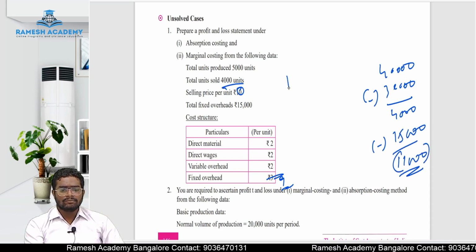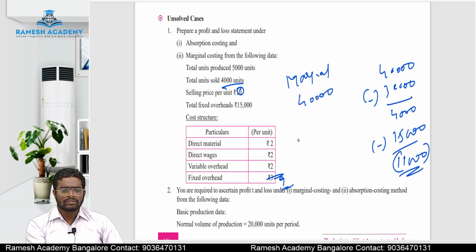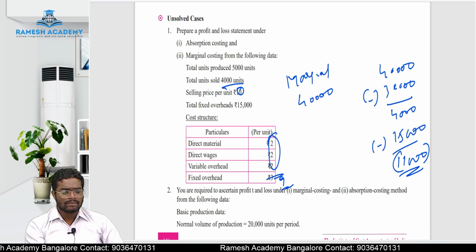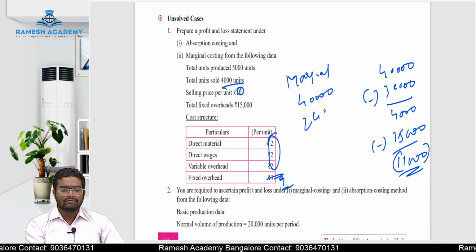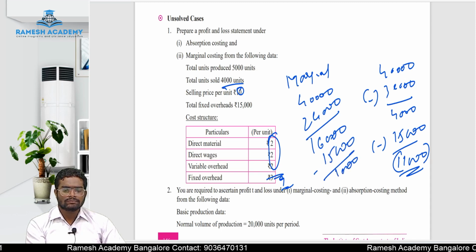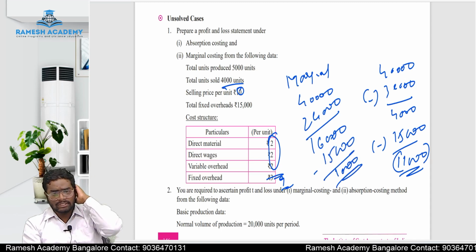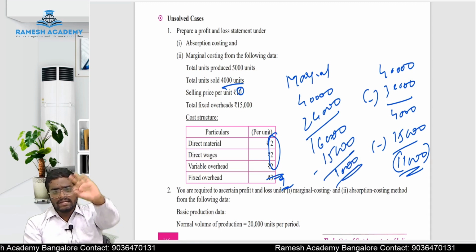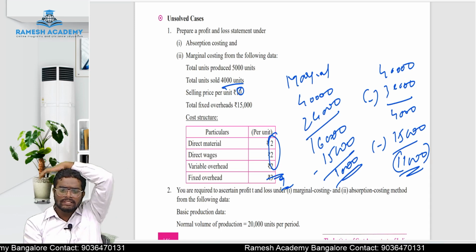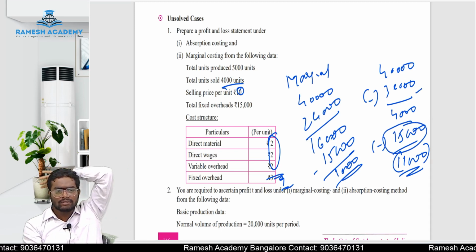But when it comes to marginal, please be careful. It will be 40,000. We will add only the variable cost. So 6 into 4,000 is 24,000. Contribution is 16,000, and the fixed cost is 15,000. Here it will be 1,000. So under marginal it will be 1,000, under absorption it will be 11,000 loss, because the main impact here is that fixed cost. Here we will be considering the fixed cost separately, even at unit level also, at the total level also.